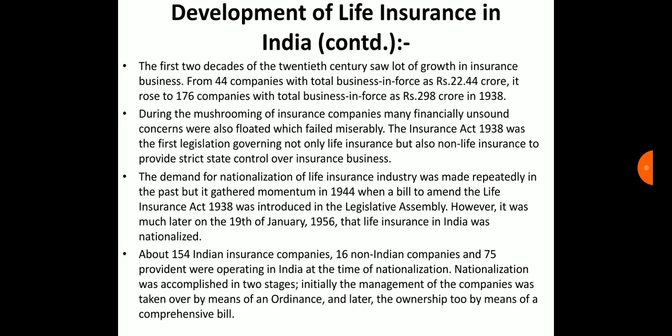About 154 Indian insurance companies, 16 non-Indian companies, and 75 provident societies were operating in India at the time of nationalization. Nationalization was accomplished in two stages. Initially, the management of the companies was taken over by means of an ordinance, and later the ownership by means of a comprehensive bill.